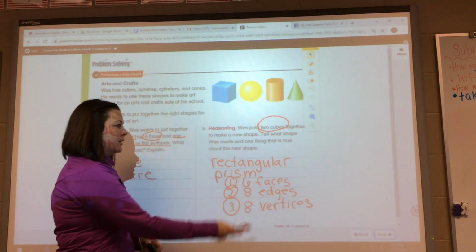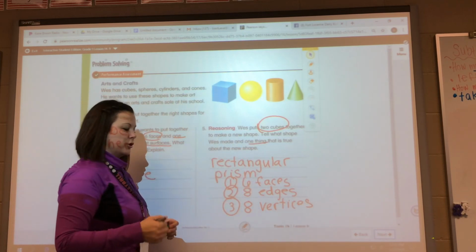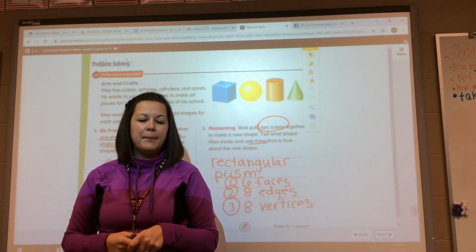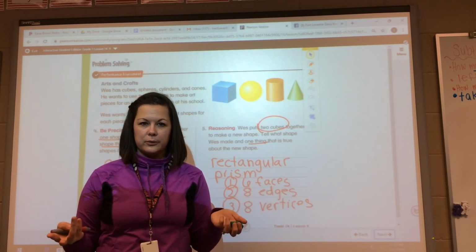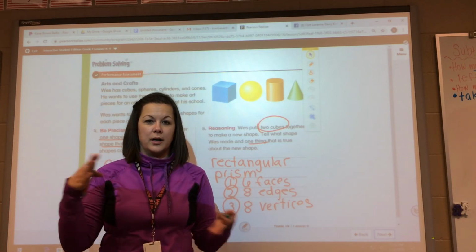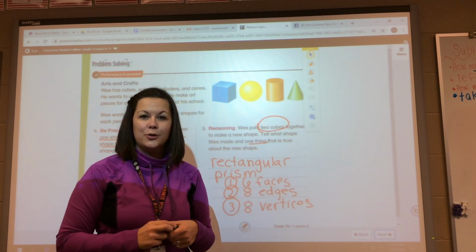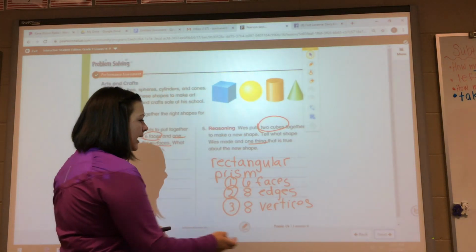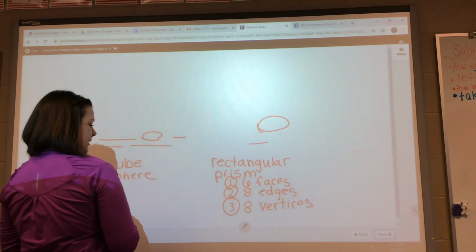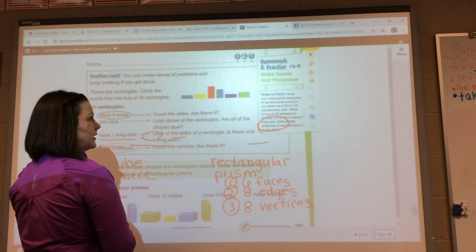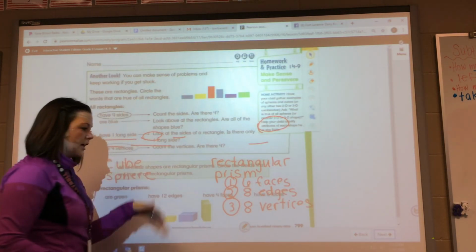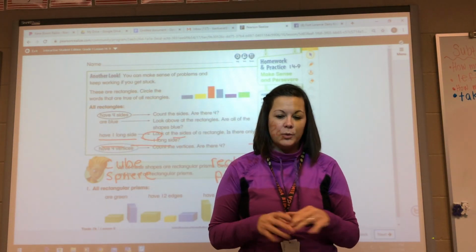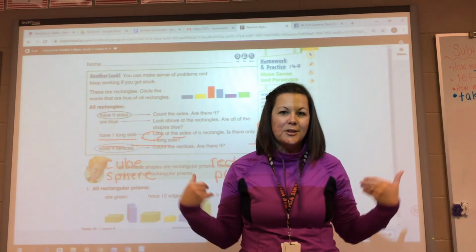So they only wanted us to tell them one thing that was true about the new shape, but we gave them 3 things that are true. Does it matter that it's green or blue, or that it's a larger one or a smaller one? No, none of those things matter. All right, that is the end of that lesson. So the next part is the homework section, which again, you can go ahead and do that with your parents or do it by yourself and have your parents check it.